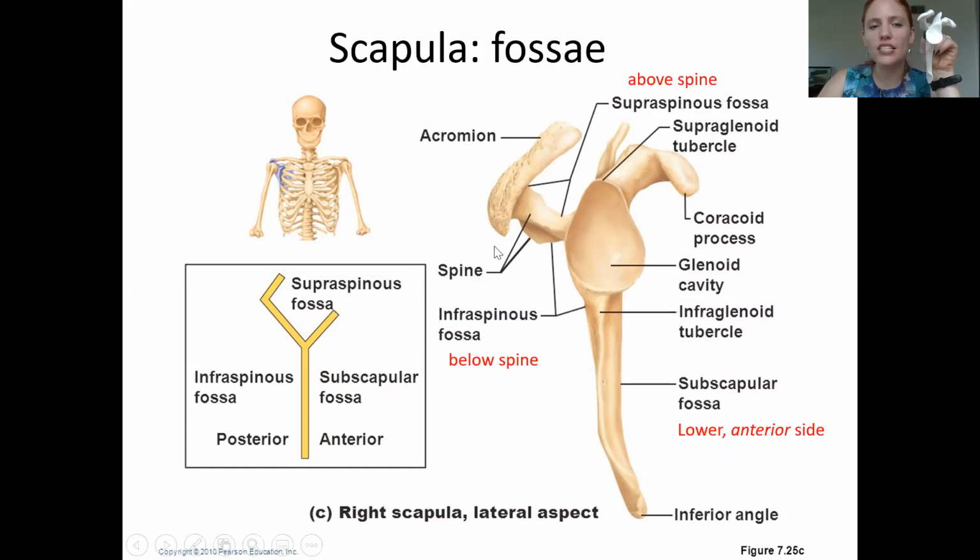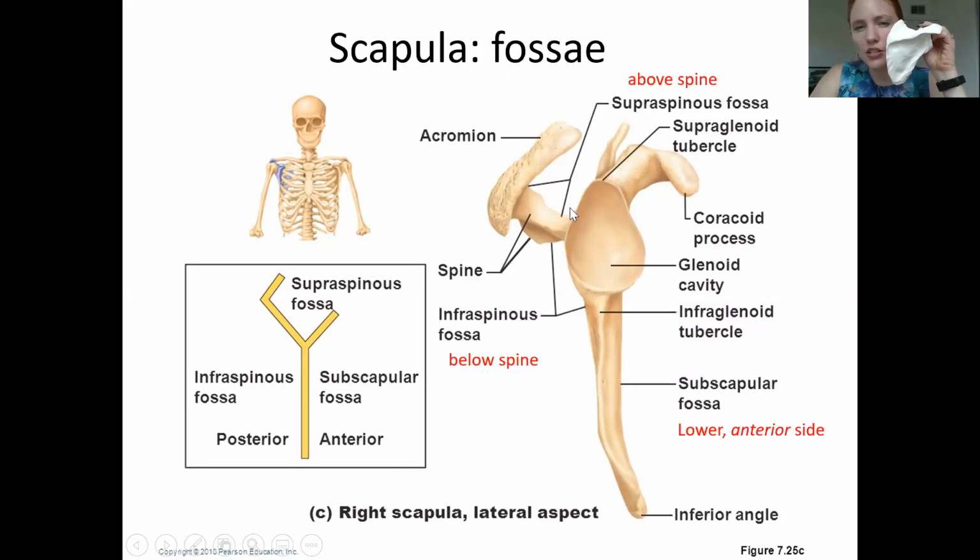So the fossa is a depression. Okay, so a basin-like depression. Think of like a sink. Those are fossa. So when we look at them, there are 3 fossae on the scapula. Okay, so we're going to start with the back first. This is the posterior side right there.